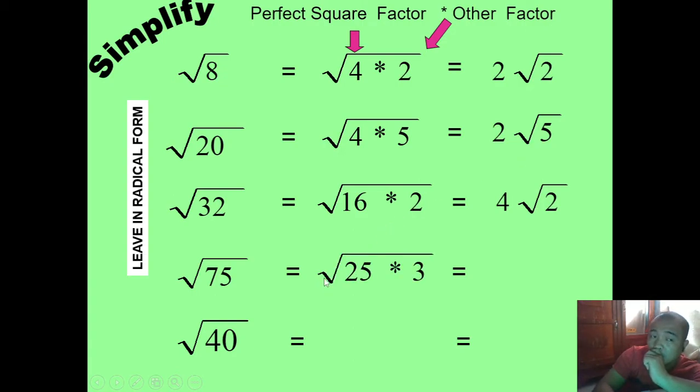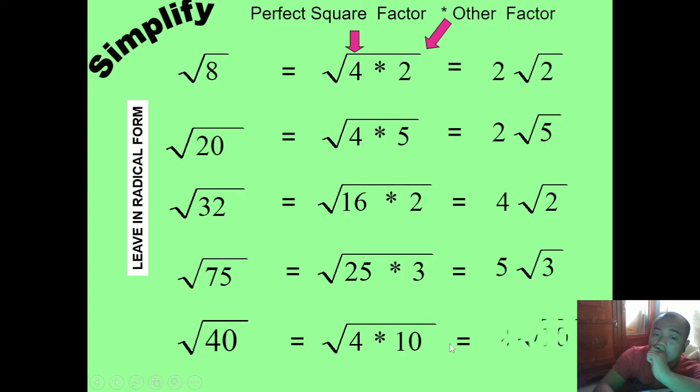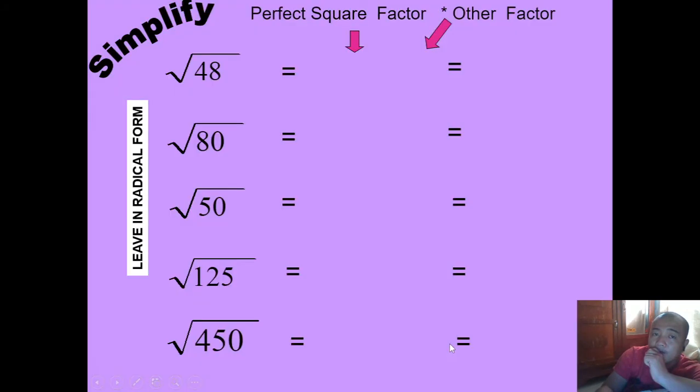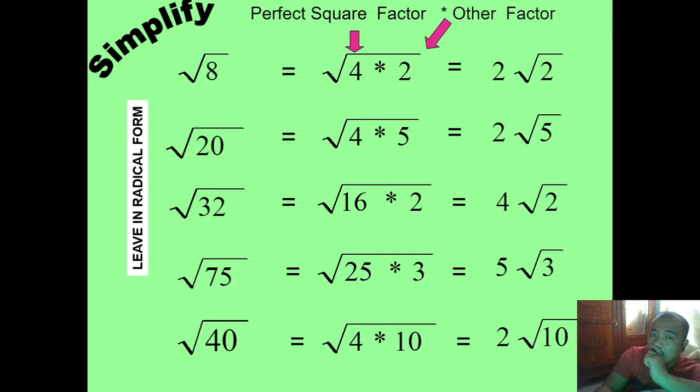Next, square root of 75, we have 25 times 3. So always just think one of its factors must be a perfect square factor. 25 times 3, so what is square root of 25? 5 square root of 3. How about 40? 4 times 10 this time. So 2 square root of 10. Okay? Did you get it?